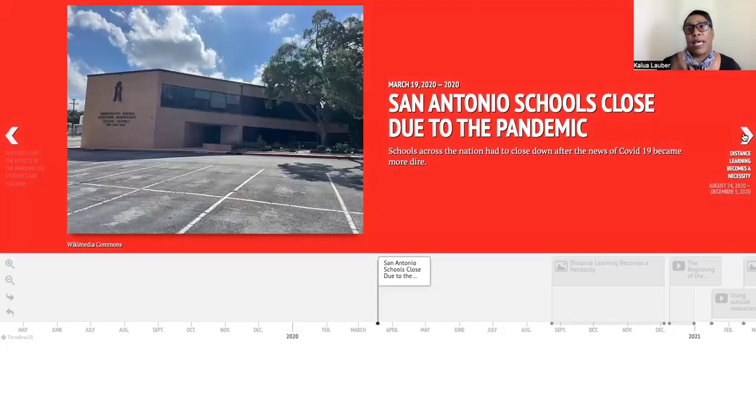I kind of front loaded with that, but I did use the color wheel as described by our professor. I chose red next to Northside ISD because I am a teacher at Taft High School, and that is our predominant color. And I started with the beginning of the pandemic here in San Antonio when schools were closed March 19th, 2020. San Antonio schools closed due to the pandemic.